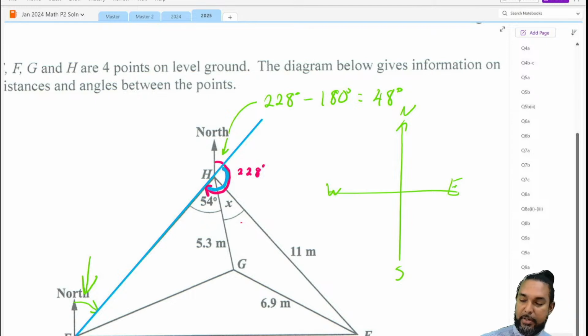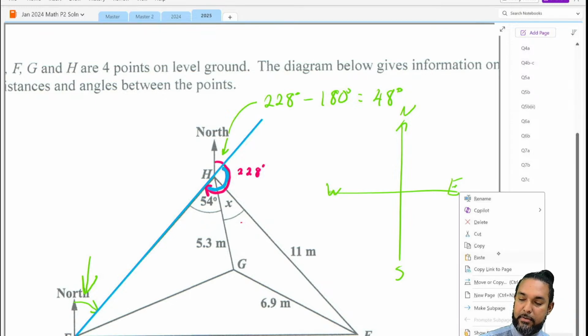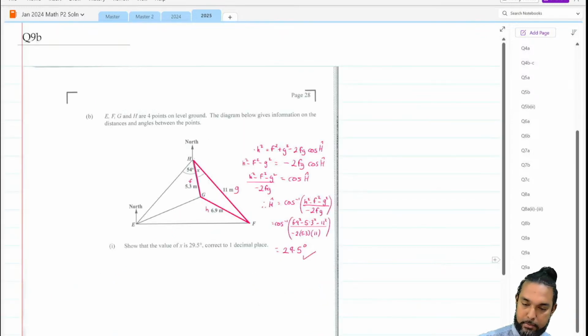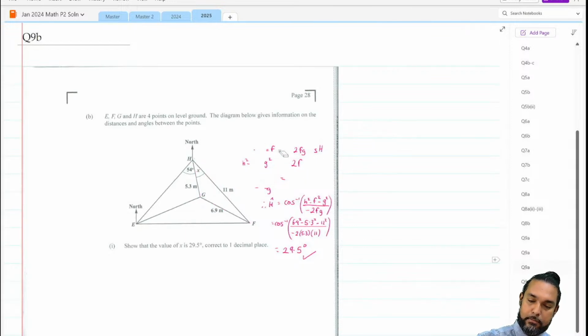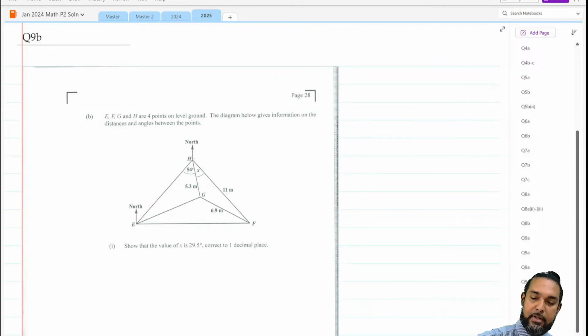So G is here. Okay, let me copy and paste the same page again. We could take out some of the stuff there. You know what, I keep forgetting I could just lasso it and delete it.